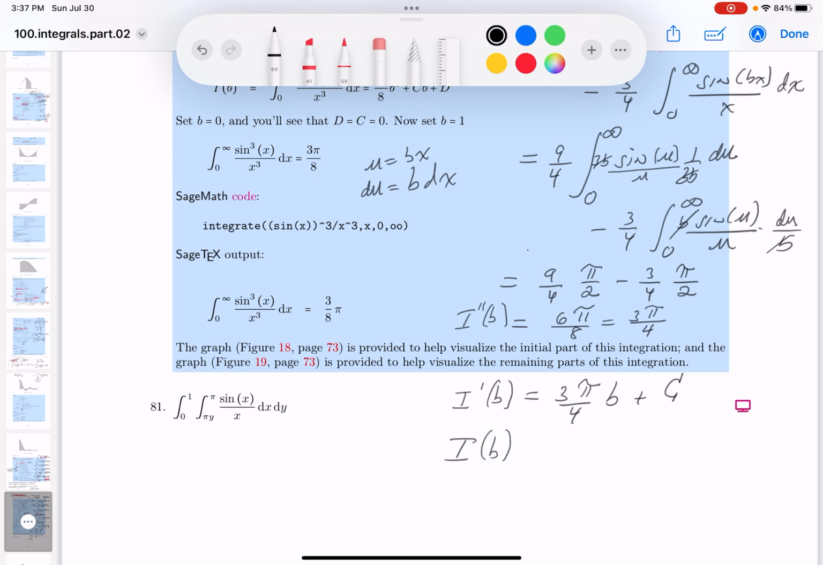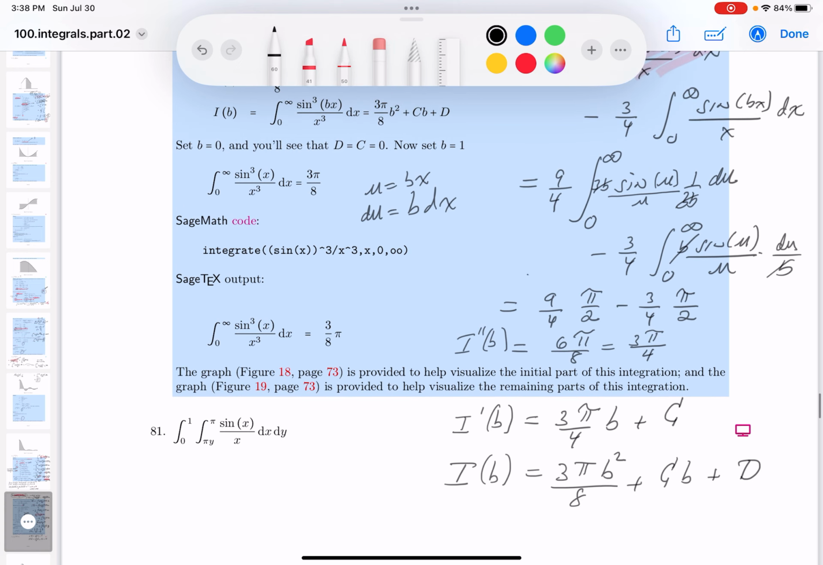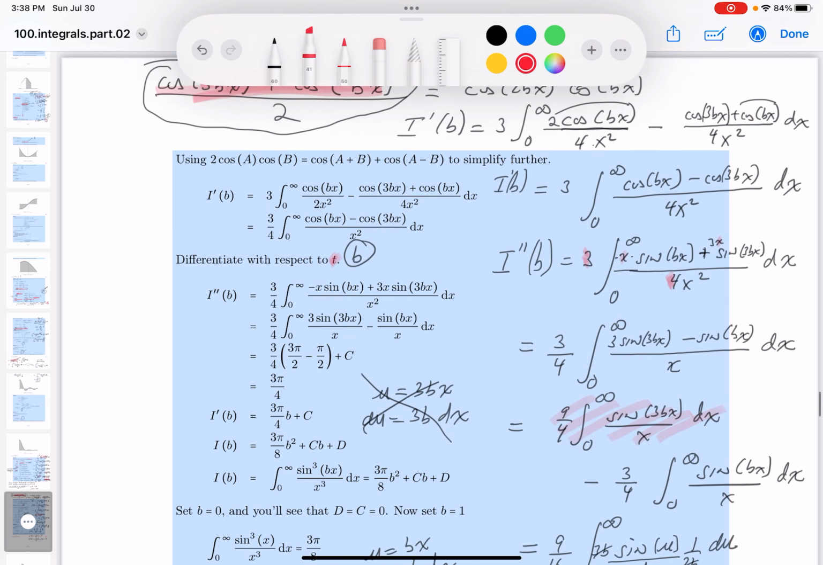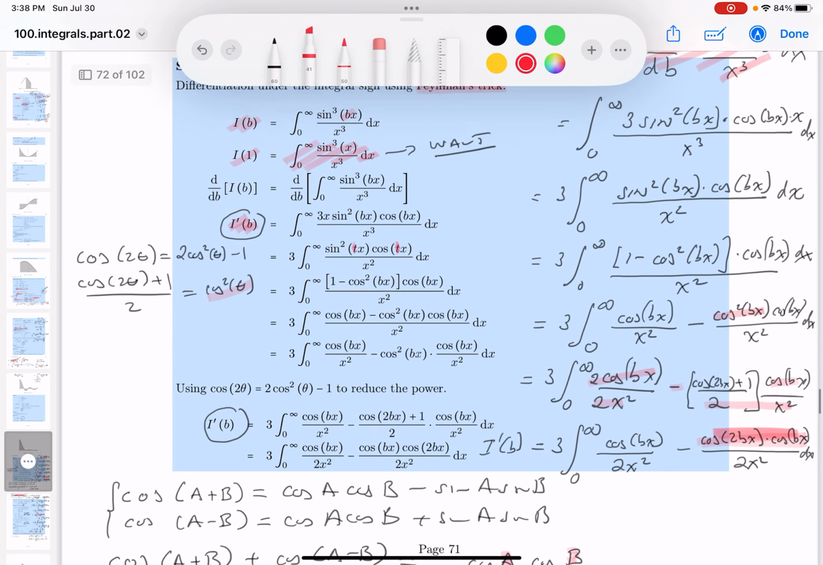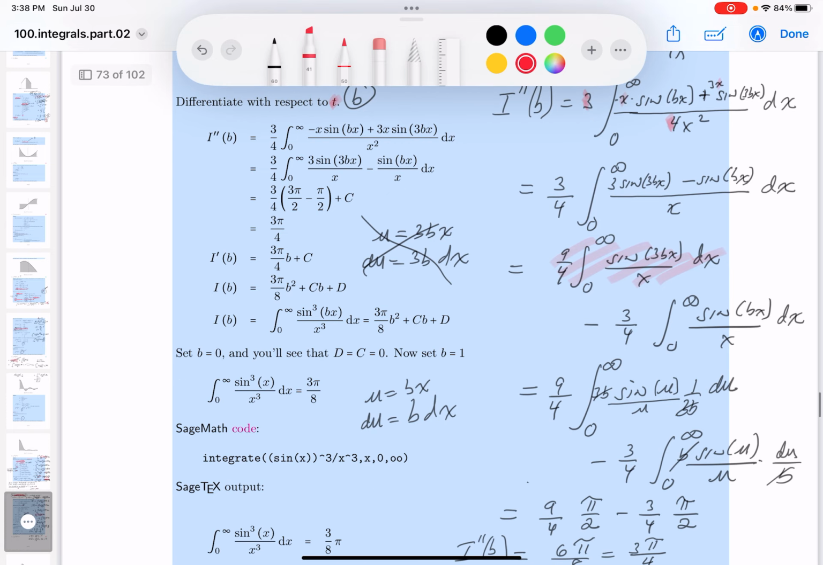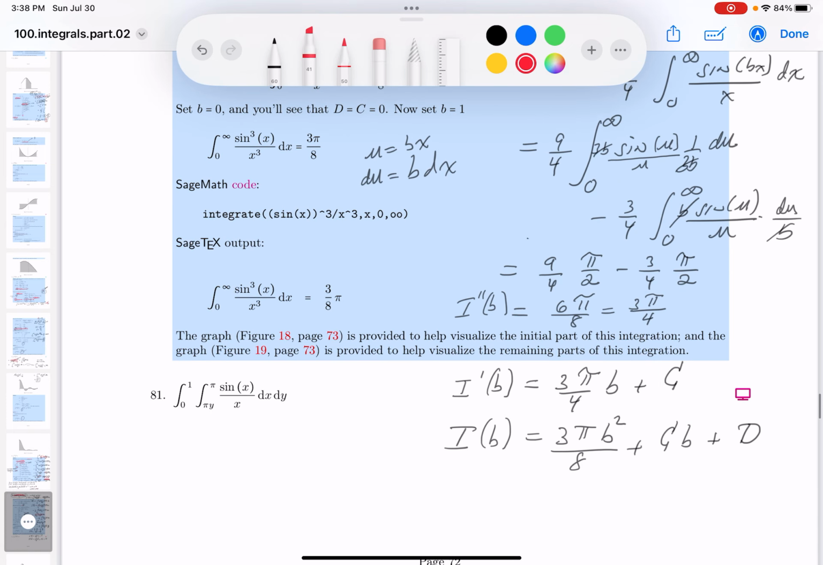All right, then we got to start thinking. This is going to be 3 pi B squared over 8, 2 times 4 is 8, plus C times B plus D. Now I got to remember, and sometimes I really can't remember, so I got to look it up. But I go back and say, what was IB though? I can't remember that now. Oh, it's right over here. Let's write that down. I lose track of where I am, by the way.